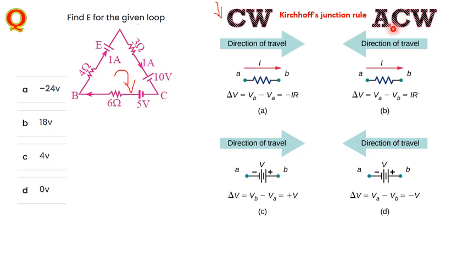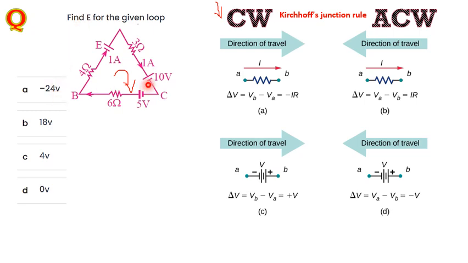The next case is the anti-clockwise direction. I'll tell you the similar concept. See, this is the anti-clockwise direction. Here you are going to measure in this direction. In this way, this is the direction of current, but you are going to measure opposite to that direction.